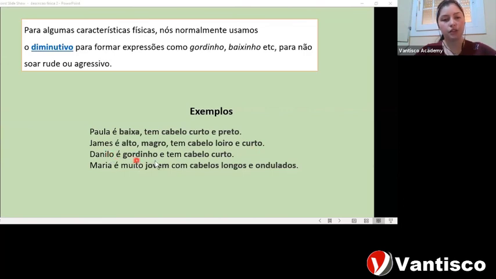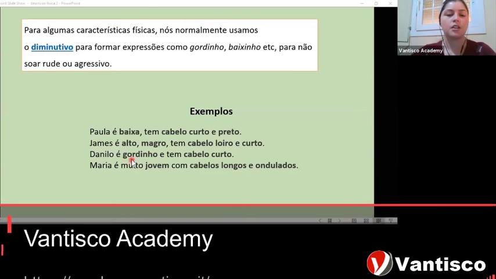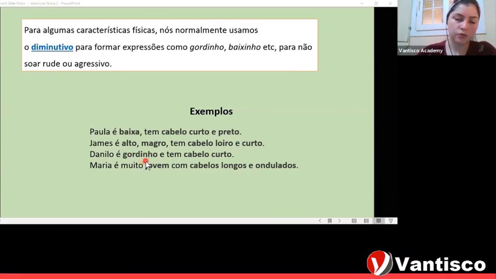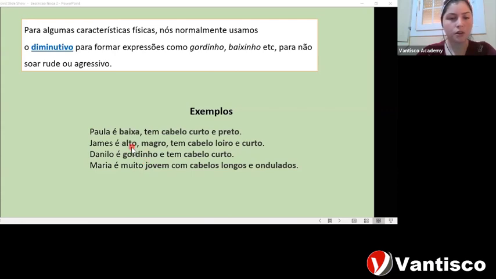Danilo é gordinho e tem cabelo curto. So here we could say gordo, but it would sound rude. So we put it in the diminutive form. Danilo é gordinho e tem cabelo curto. Gordinho. It's fatty, or I believe it's fatty, I'm not sure, but it's fat in the diminutive form, okay?